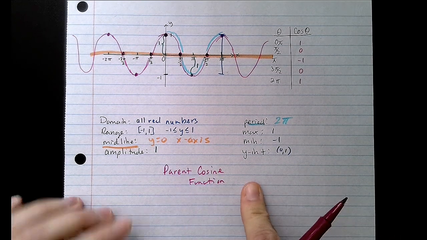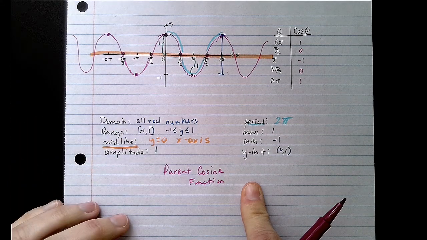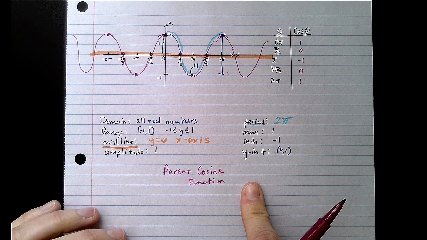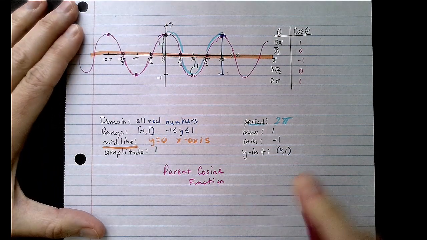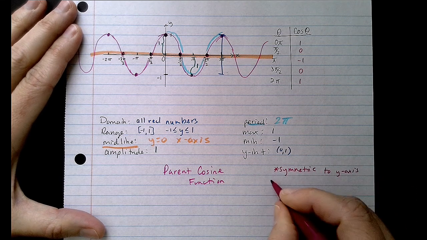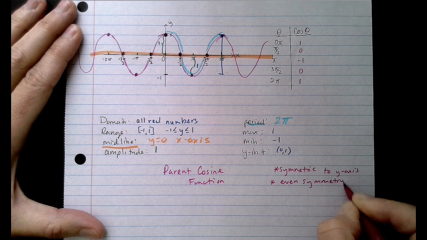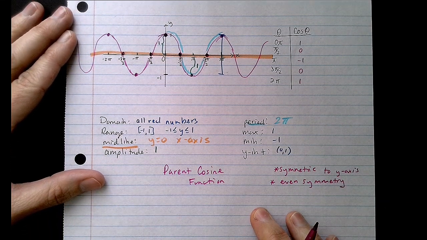Now, if you compare these characteristics to the sine function, they are almost identical. Be very careful though. Cosine is symmetric to the y-axis. It's an even function. The sine function is actually symmetric to the origin, and it has odd symmetry. Hopefully you remember even and odd symmetries from previous parts of our year together.